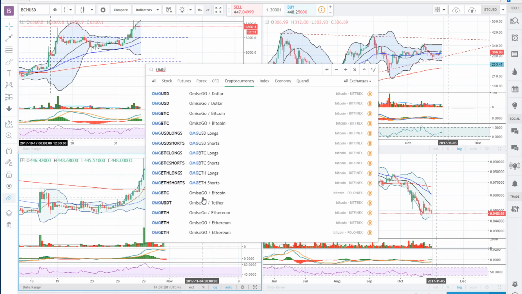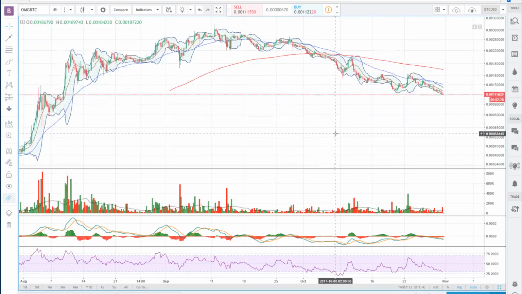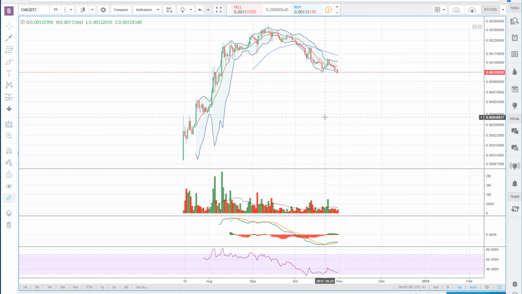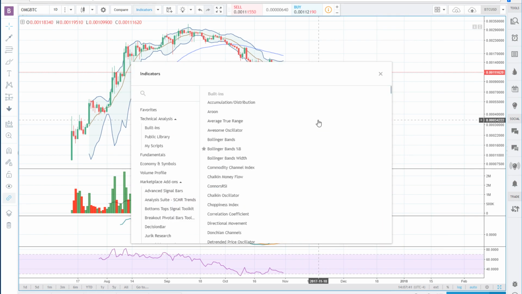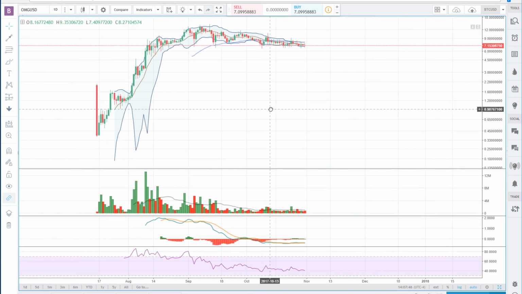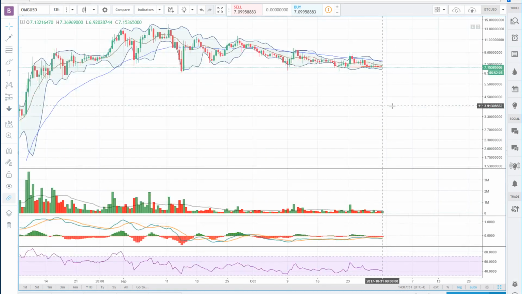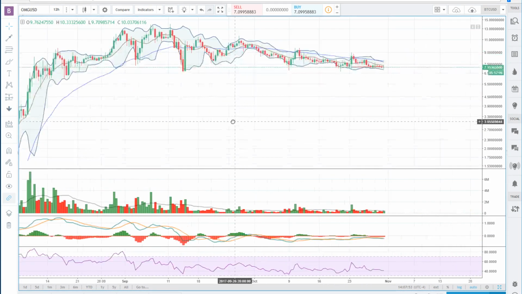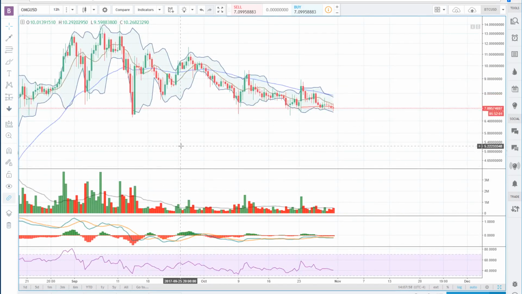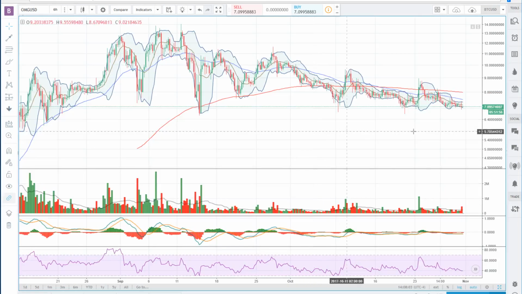OMG. Someone's asking about OMG here. Let's look at Bitfinex. Oh, damn it. Does Bittrex have a longer history? No, not enough to look at the 1 day. 12 hour? Damn it. Okay, so this is why it looks good.